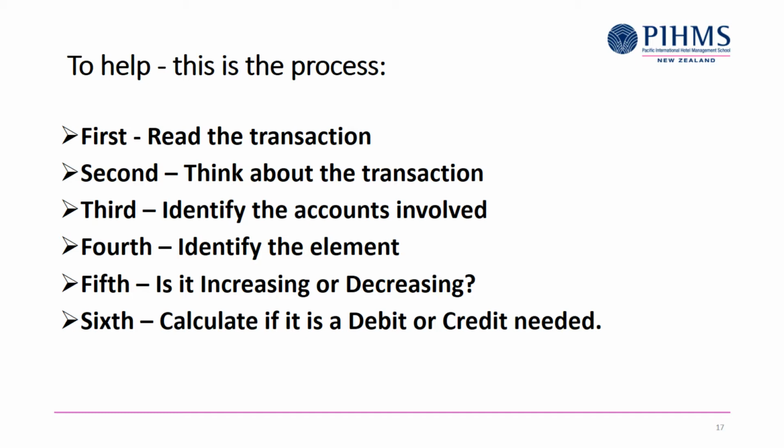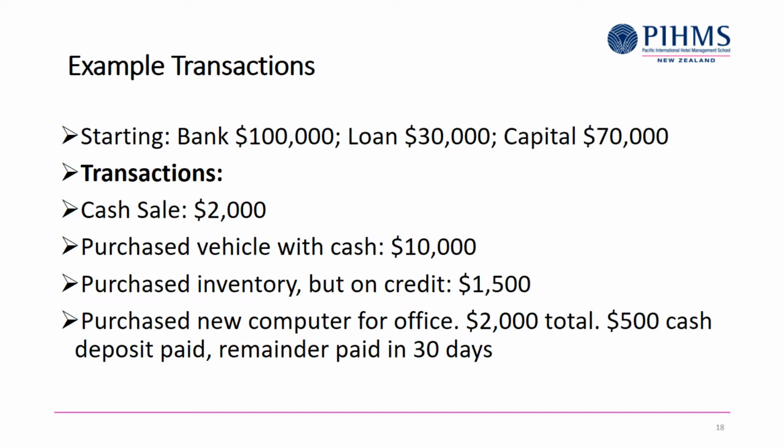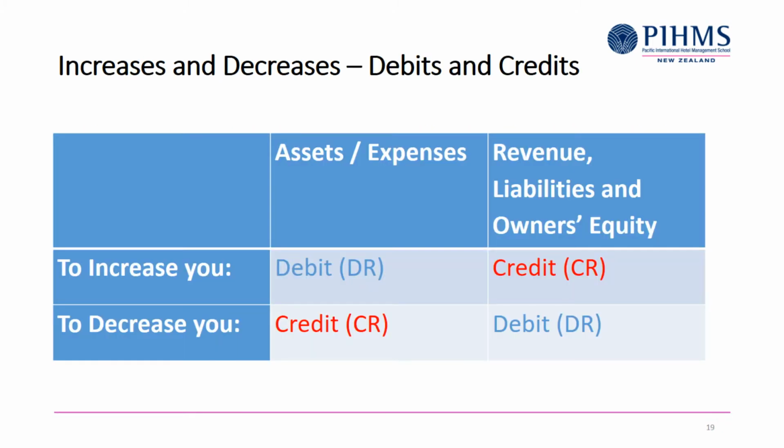So I'm going to go through some examples and show you how that works. Here are the transactions that we're going to be using. I'll come back to this in just a moment. Remember always to have this debit credit table on hand, because once you've identified the element at the top and you've identified that it's an increase or decrease, then you can match up whether a debit or a credit is needed.